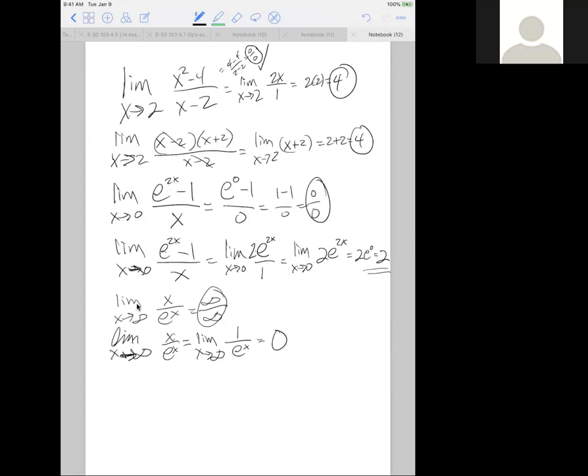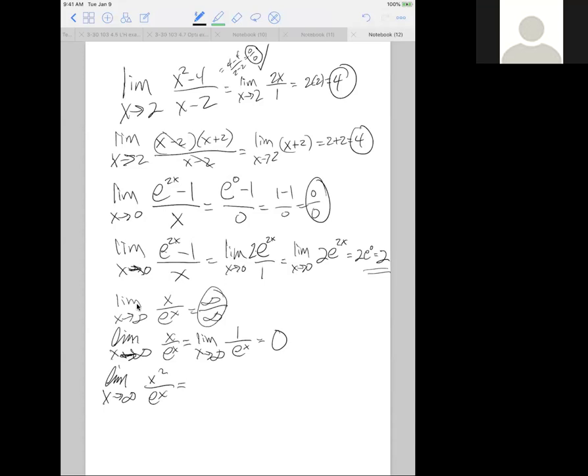Now look at this one now. This is kind of important because sometimes you have to do it twice. Here's an example where you've got to do it twice. The limit as x goes to infinity of x squared over e to the x. All right? So I plug in infinity. You can see it's going to be infinity over infinity again. So that means I can use L'Hopital's rule.